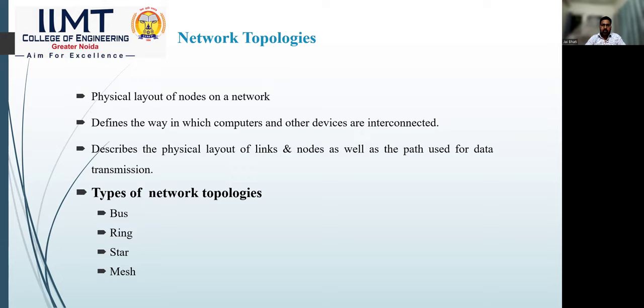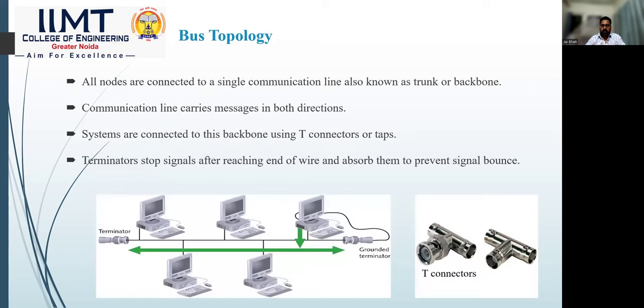It defines the way in which computers and other devices are interconnected. A topology describes the physical layout of links and nodes, as well as the path that is used for data transmission between various nodes. There are four basic types of network topologies: bus topology, ring topology, star topology, and mesh topology. Let's discuss these various topologies one by one. The first one is bus topology. It is the simplest of all the topologies.